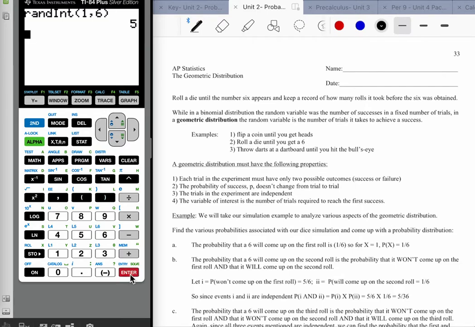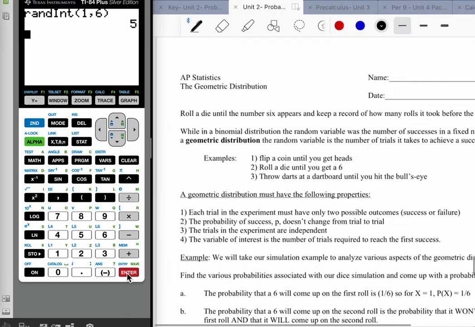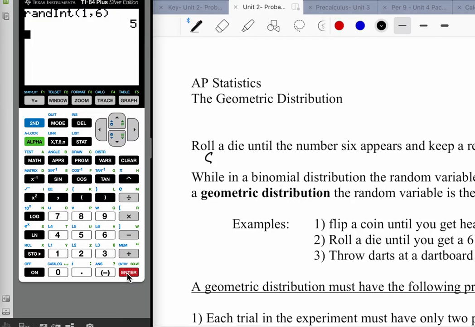All right. So I didn't get a 6 after the first trial, I got a 5. All right, so I'll just put my outcomes here. I got a 5 again. Finally, I got a 6. Finally. Not really finally, it just took 3 trials.